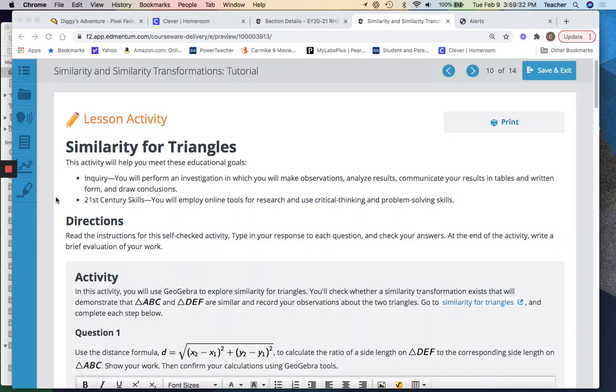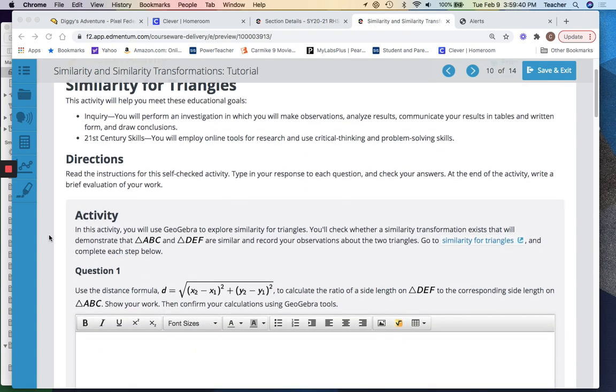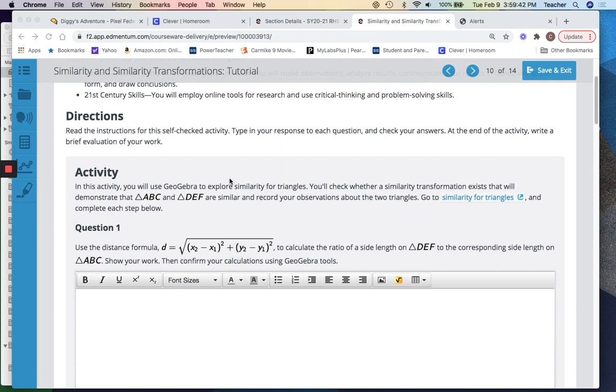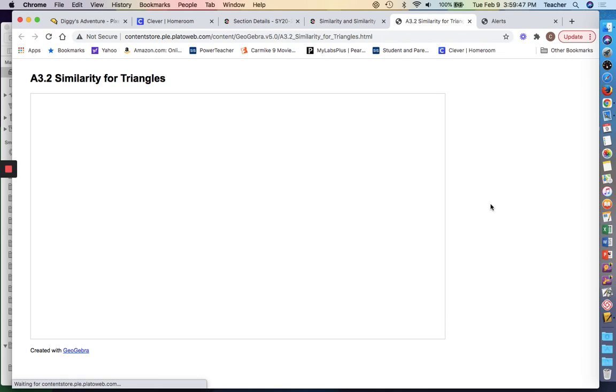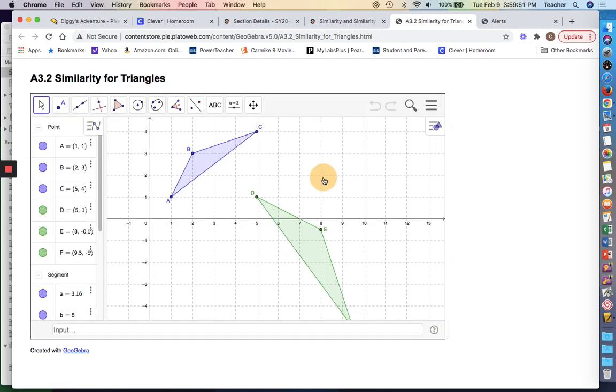All right, you guys, we are in similarity and similarity transformation still. This is slide number 10. And I'm going to move on into where my GeoGebra activity is. All right, let's see what we got here. Now, it looks like we got two different figures.